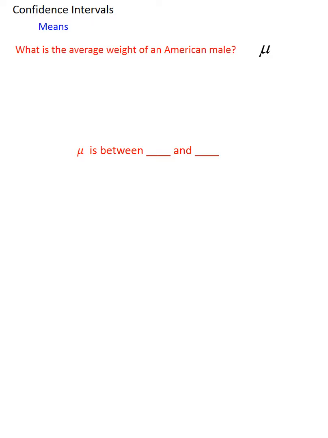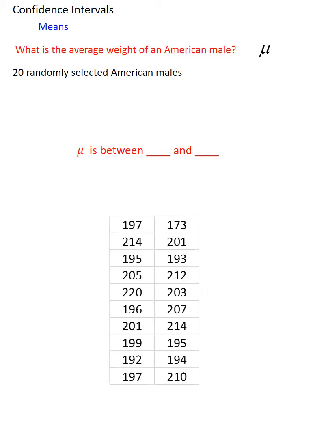Because without being able to weigh the entire population, all we can give is this window of values, also known as an interval. So our confidence interval is going to be this statement. So in order to calculate that, suppose we randomly sampled 20 American males and weighed them. Here are the results.